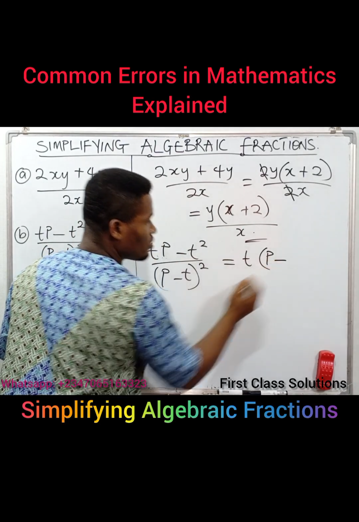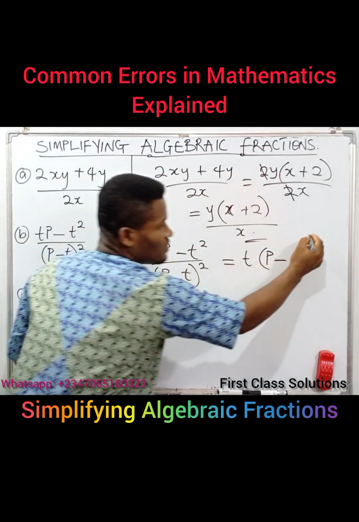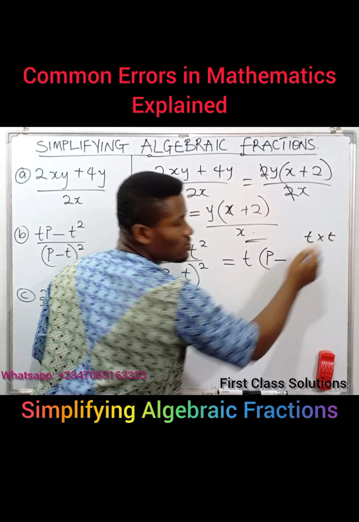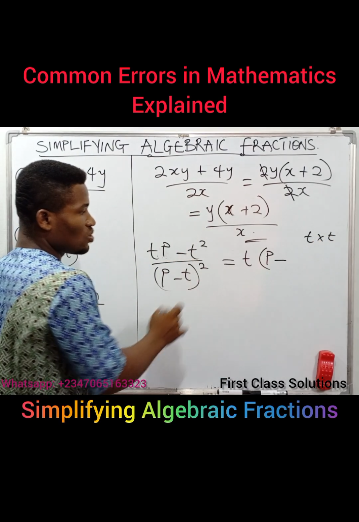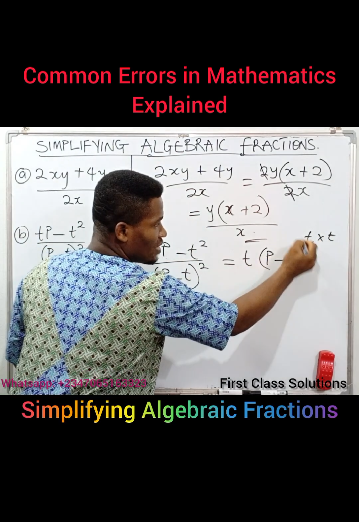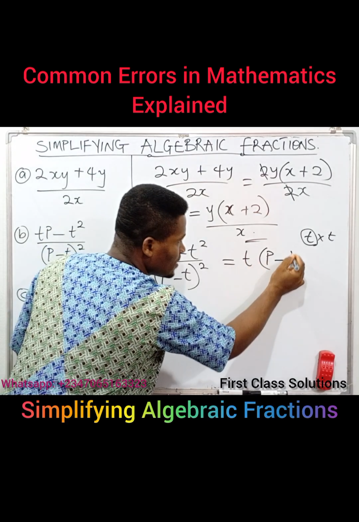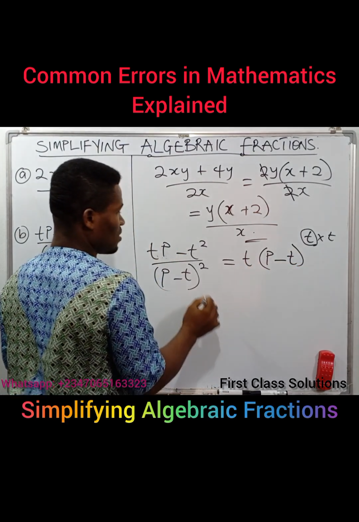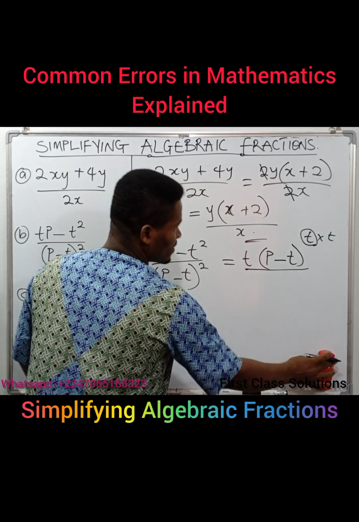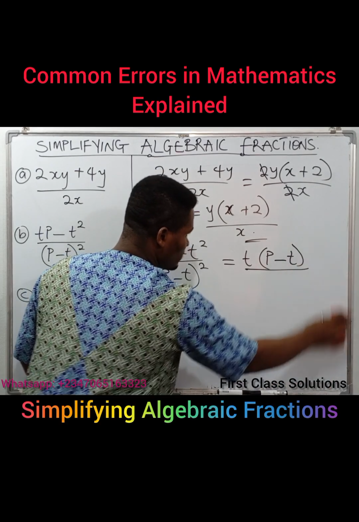Put your minus. This T is like T times T. That is T times itself 2 times. So when you take one of the T, and the other T will be what? Will be left. So having taken T to be common, the rest left will be what? T. All over.